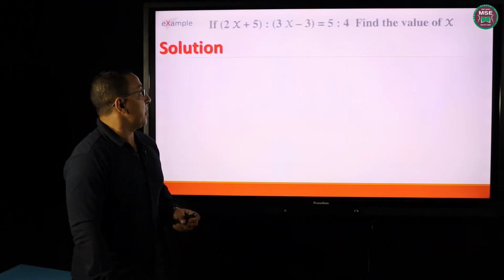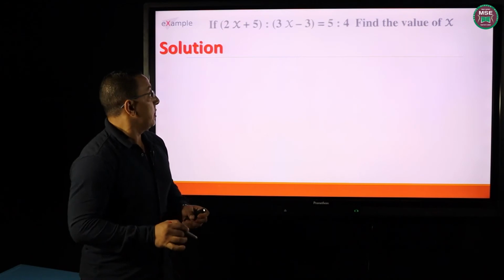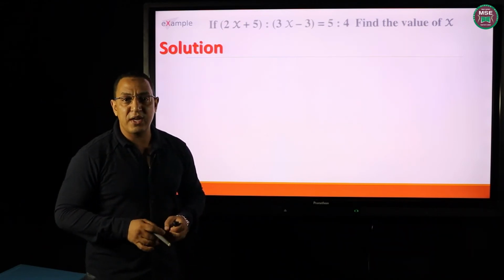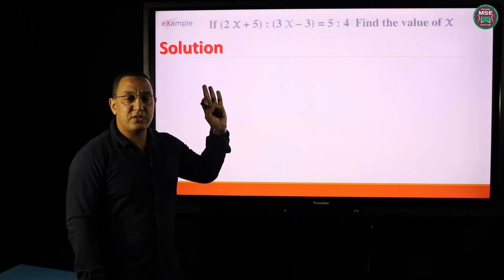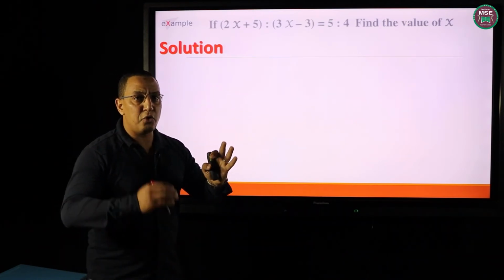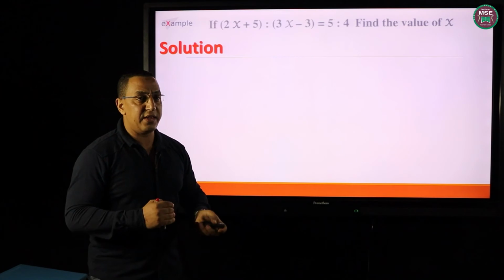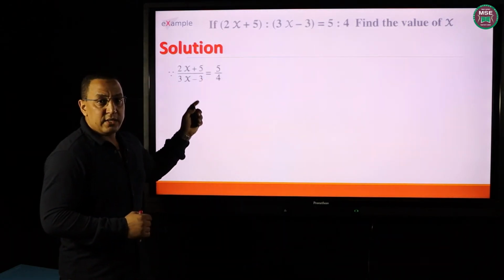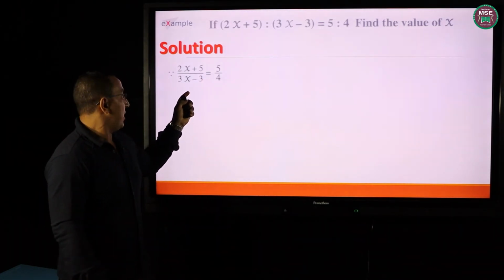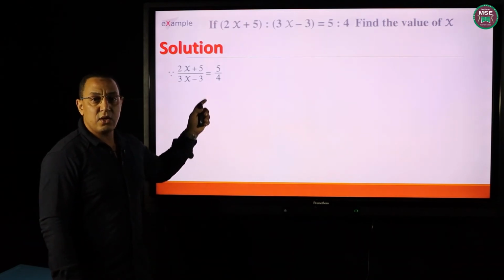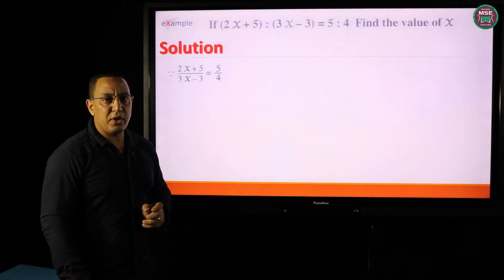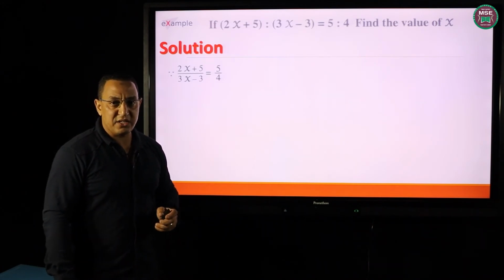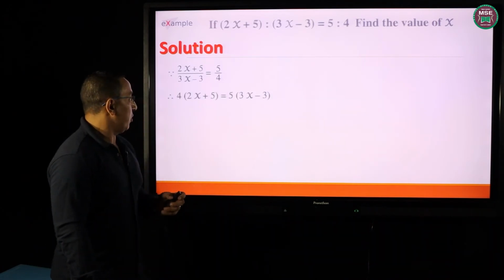If 2x over 5 equals (3x minus 3) over 4, find x. First, I'm going to change the two ratios into the form of division, like this: 2x over 5 equals 3x minus 3, equals 5 over 4. Now I'm going to make a cross multiplication, as I taught you before.